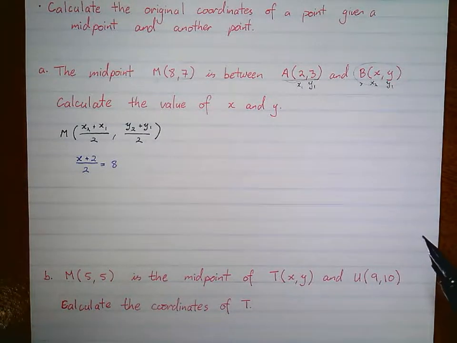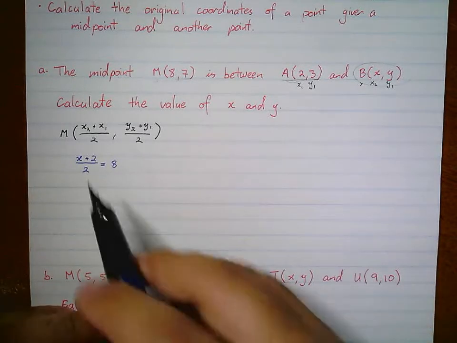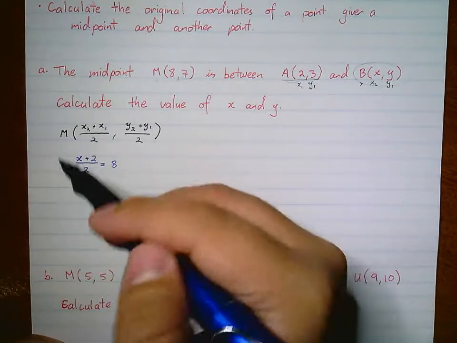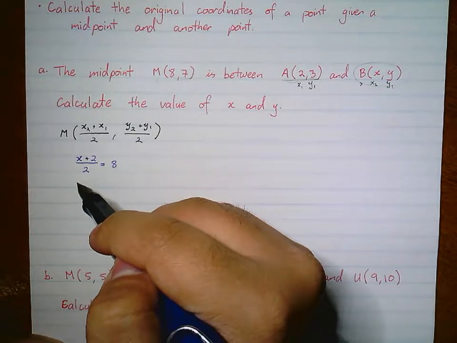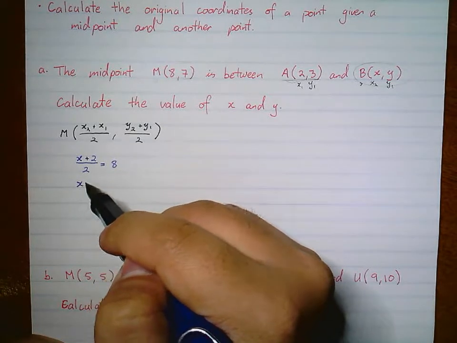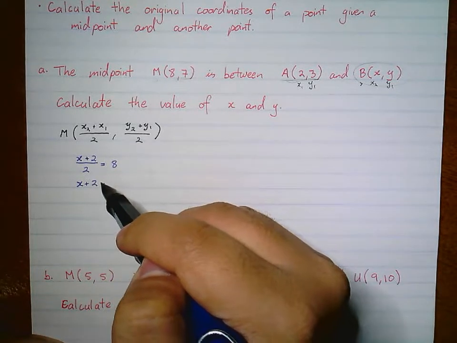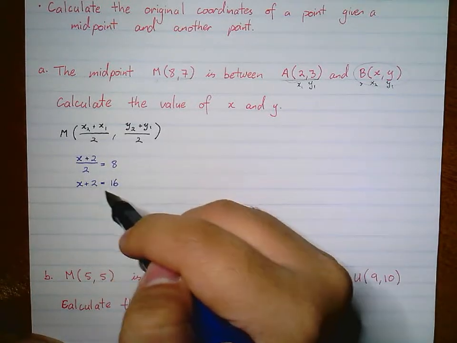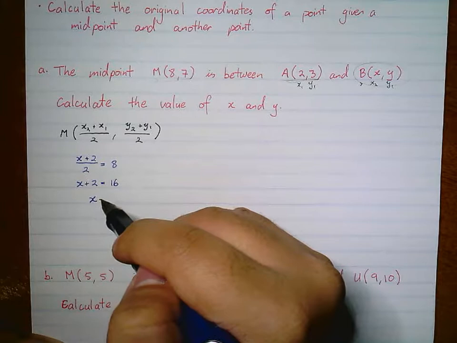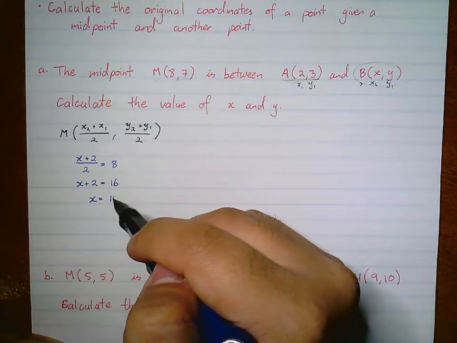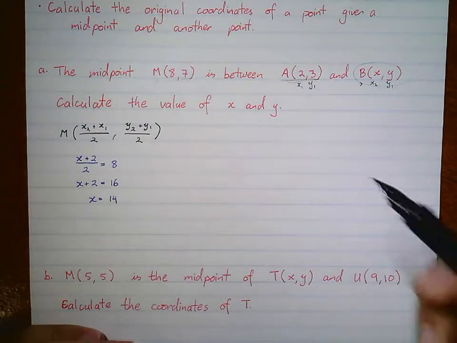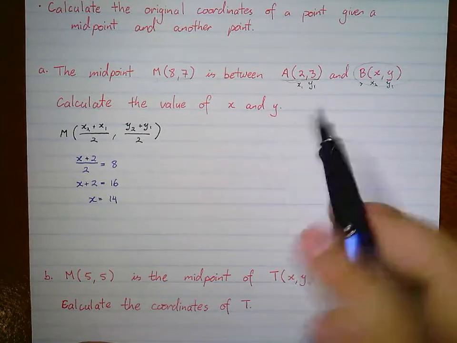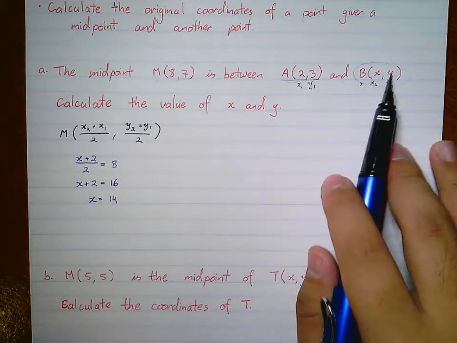And just by a process of algebra, we can calculate the value of x. Multiplying both sides by 2, we get x plus 2 equals 16. Subtracting 2 from both sides, we get x is equal to 14.